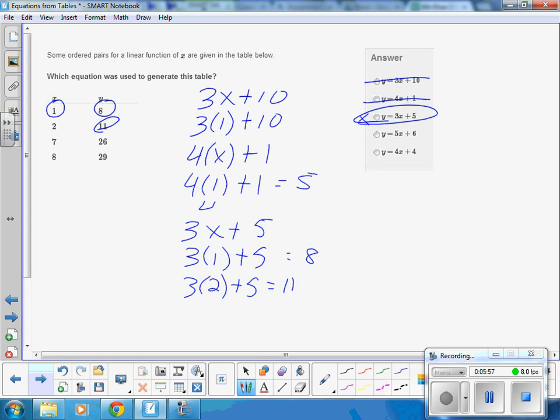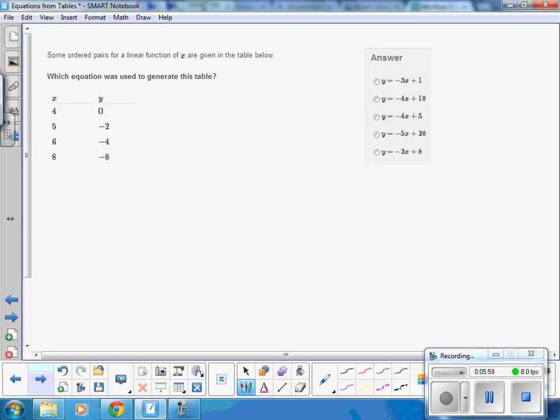Okay, let's go to the next question. Here, same problem, same process, right? Okay, so negative 3x plus 1 and negative 3 times 4 plus 1. It's a negative 12 plus 1. That does not work. Try my next one.